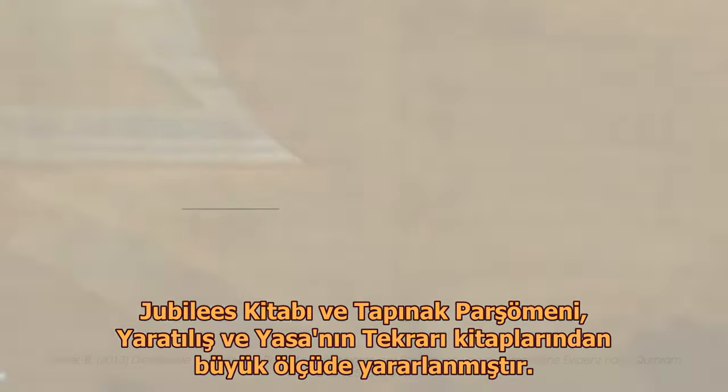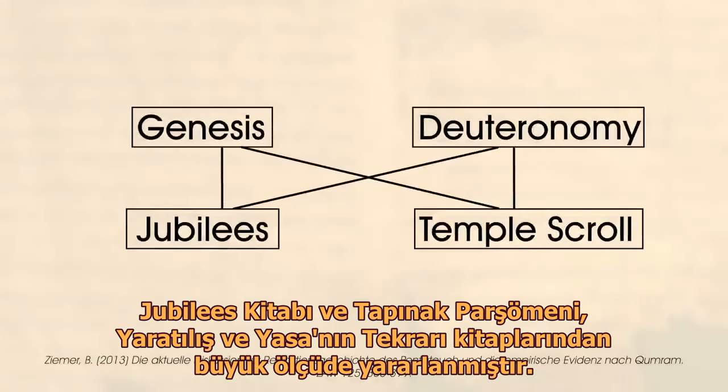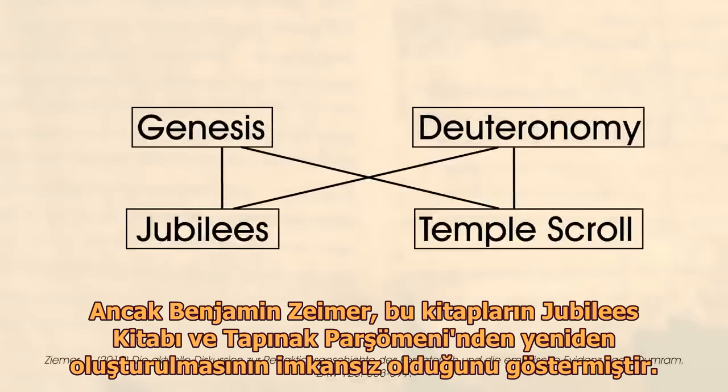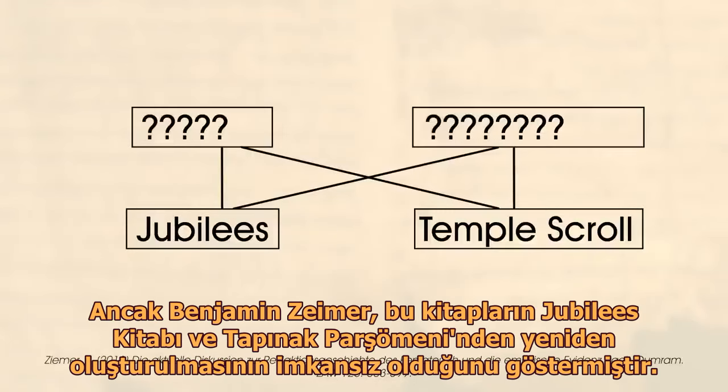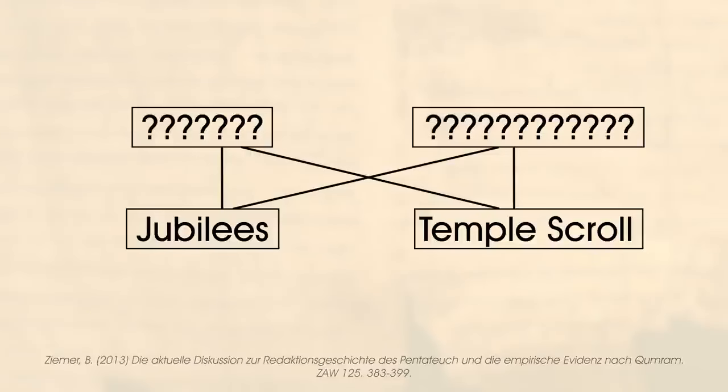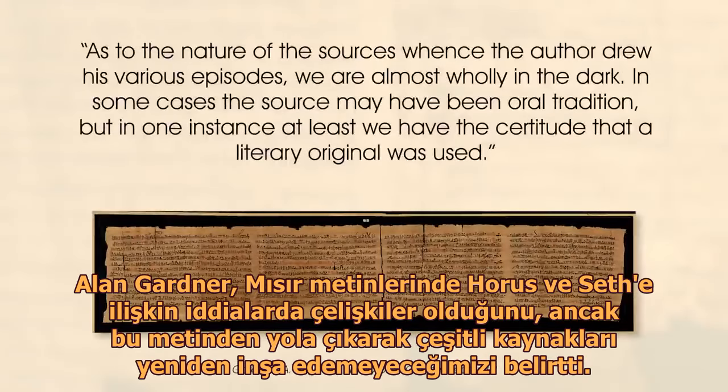The Book of Jubilees and the Temple Scroll heavily drew from Genesis and Deuteronomy, but Benjamin Ziemer has demonstrated it is impossible to reconstruct these books from Jubilees and the Temple Scroll. Alan Gardiner noted there were inconsistencies within the Egyptian text, the Contendings of Horus and Seth, but also that we cannot reconstruct the various sources from what is in this text.